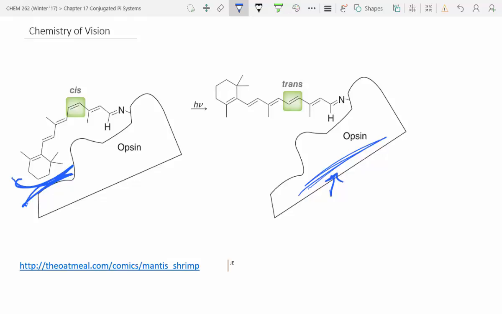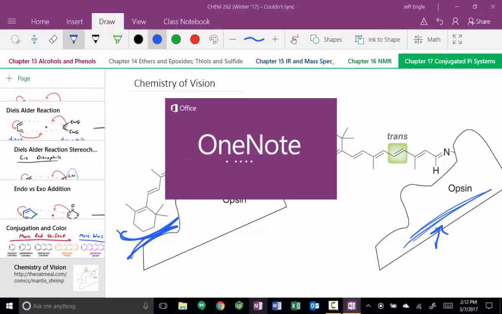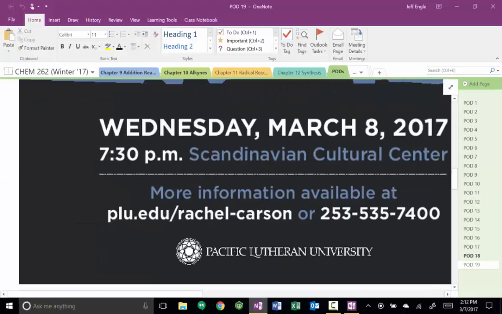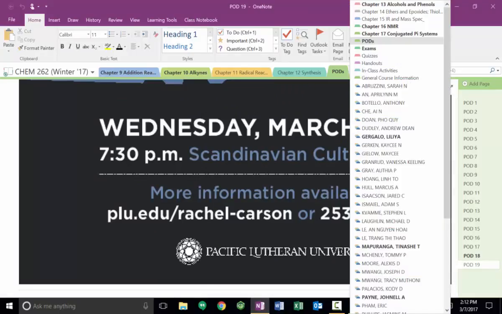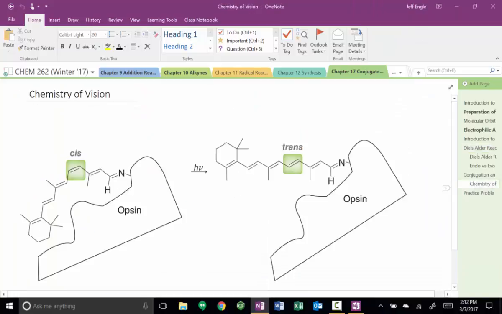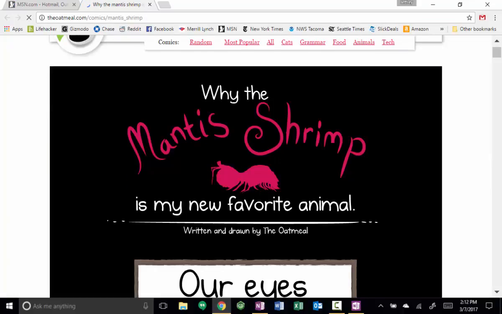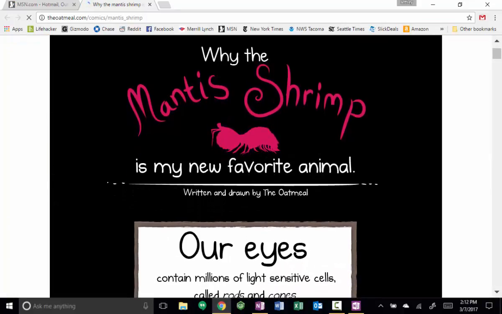So I'm going to show you guys this just because I think it's funny. Has anybody seen the Oatmeal, the comic? Okay. I was disappointed to learn that what I'm about to tell you isn't the full truth, but I still think it's fun. There's this little shrimp called the Mantis Shrimp. And this Oatmeal comic says, why the Mantis Shrimp is my new favorite animal.